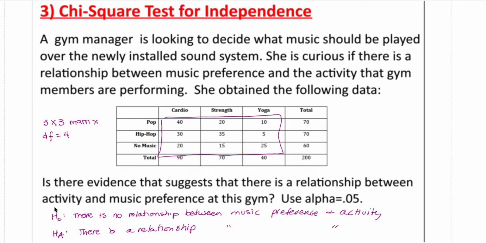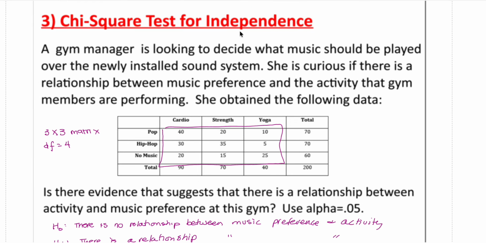So let's do another example for chi-square test for independence. A gym manager is looking to decide what music should be played over the newly installed sound system. She is curious if there is a relationship between music preference and the activity that gym members are performing. She obtained the following data. So in the columns right here, you can see those are different music types. And in the rows right here, you can see those are the different physical performances.